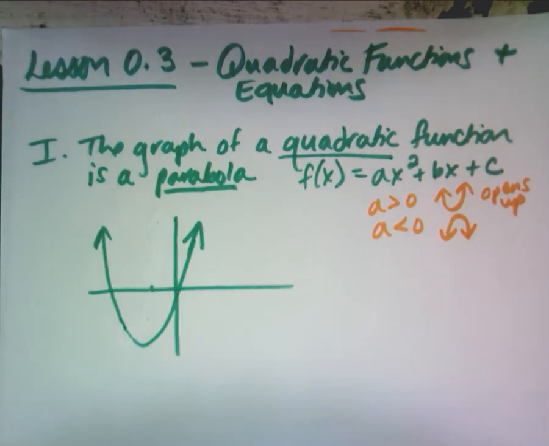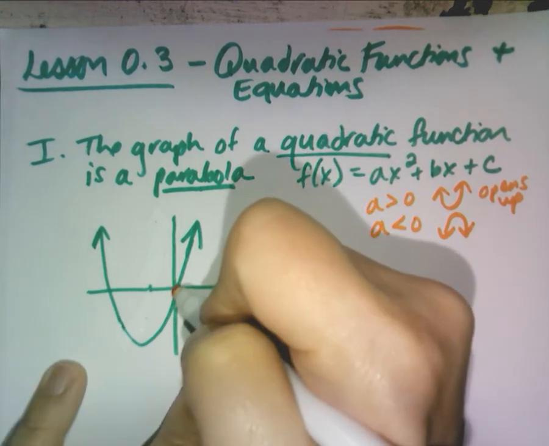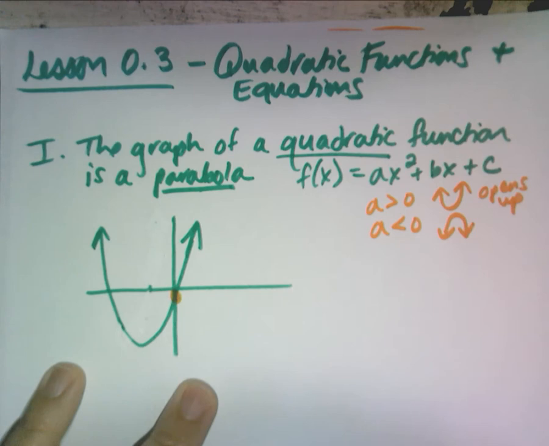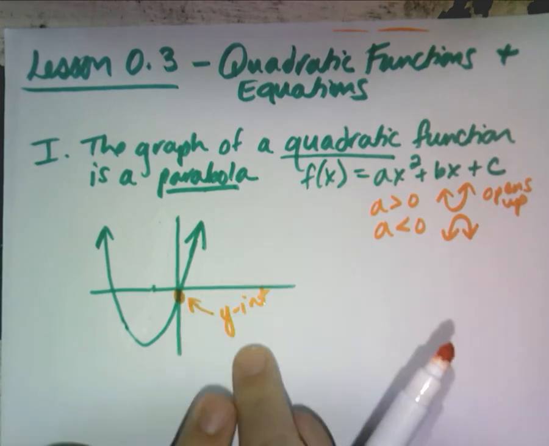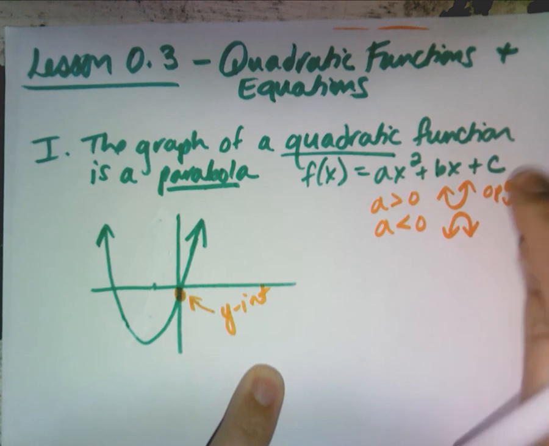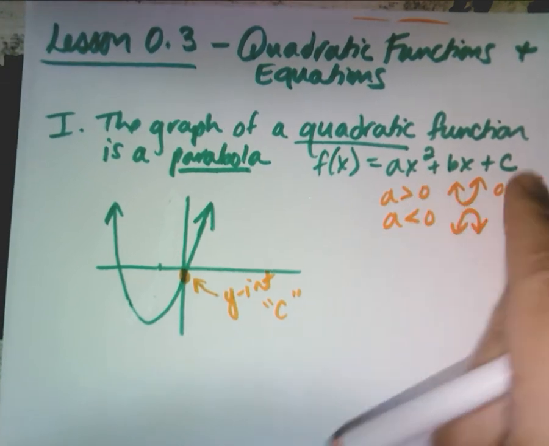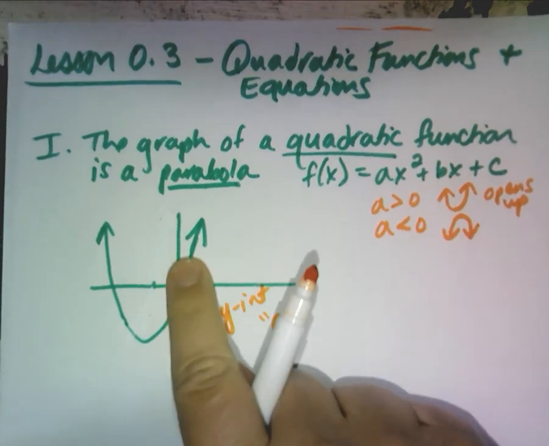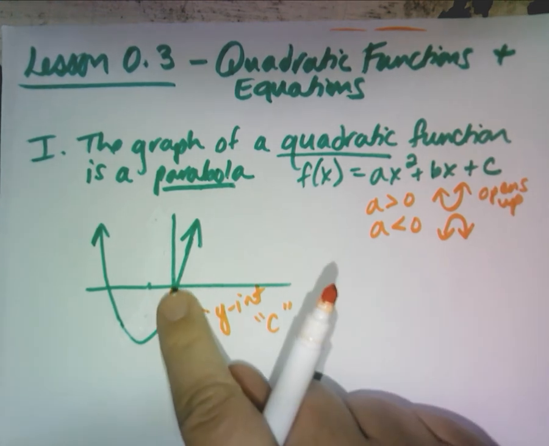So where the parabola intercepts the y, that is your y-intercept. That is always your c value. Your c value is your y-intercept. The number all by itself is your y-intercept. Cool. So if it's like x squared plus 2x plus 8, it's going to intersect at 8. If it's a negative 5, that's where it's going to intersect. If it doesn't have it there, it's going to go through 0, 0.